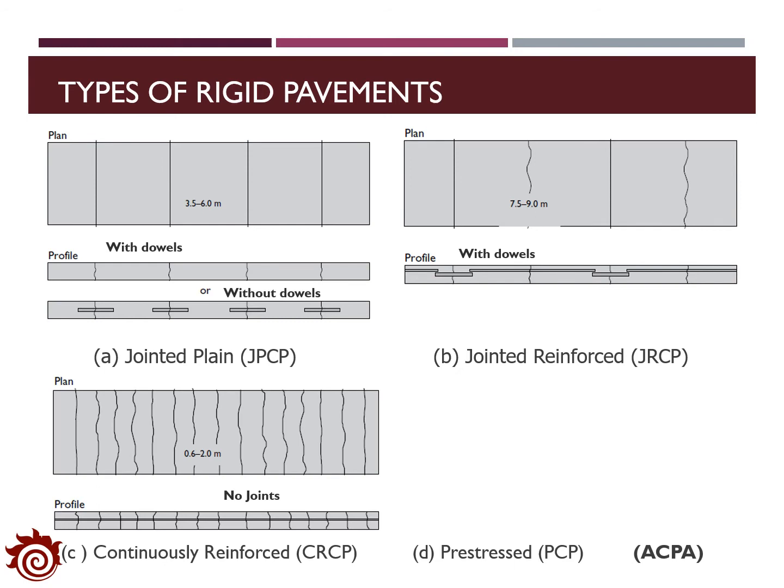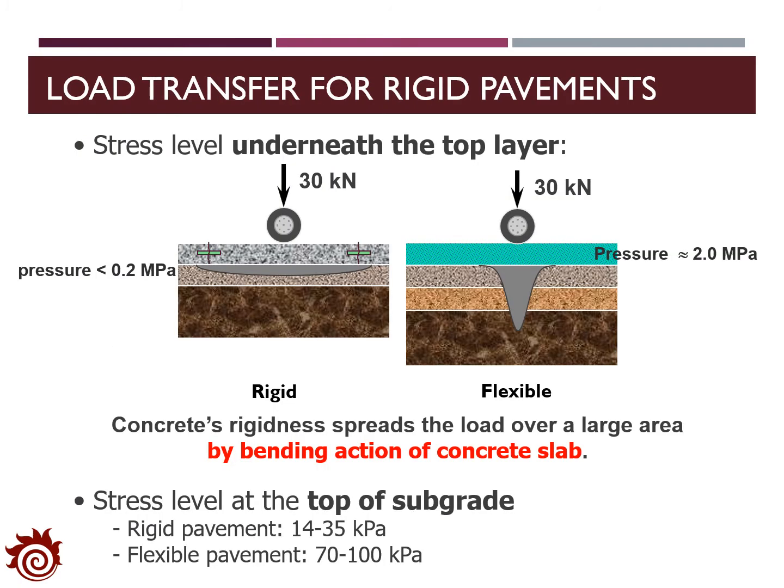In general, the rigid pavement is categorized into 4 types: jointed plain concrete, jointed reinforced, continuously reinforced, and pre-stressed. The first 3 types are usually applied for highway pavement, and the last one is very commonly applied for airport pavement. The details about these 4 types of rigid pavement will be introduced in the future under the topics of rigid pavement design.